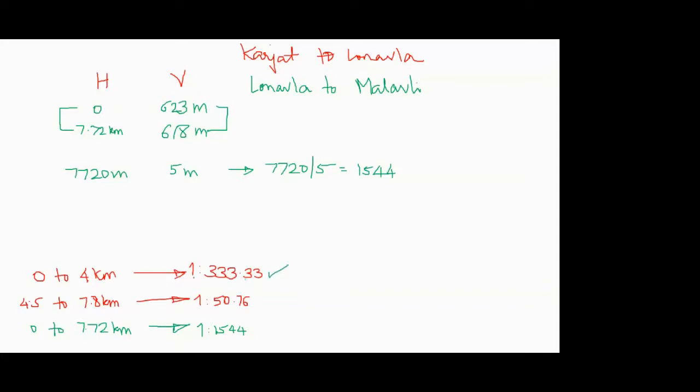Before just the starting point, the gradient was 1 in 300. In one of the ghat sections, we found out the gradient is as steep as 1 in 50. And Lonavala to Madhavali is almost a plain terrain. So in that you can find out the gradient is as mild as 1 in 1500. So I hope you are now clear with the concept of gradient.